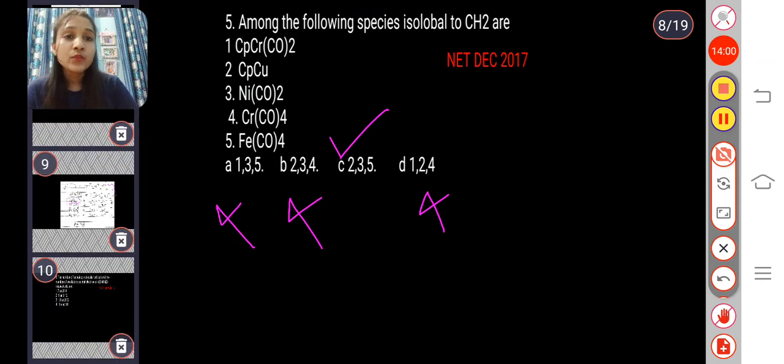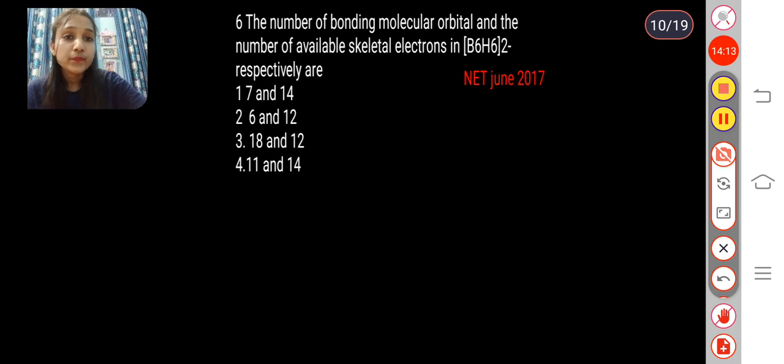Sometimes in the exam you will face this type of situation where all the options are not matching, but you have to choose the most probable answer according to the condition of the question.